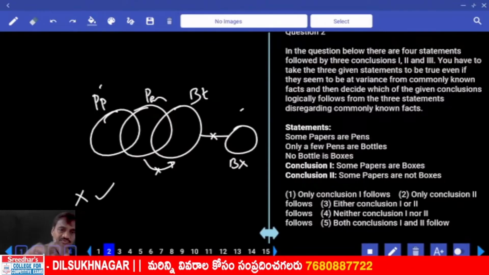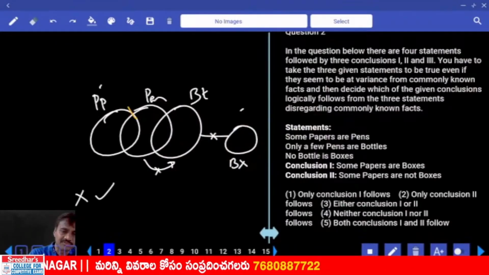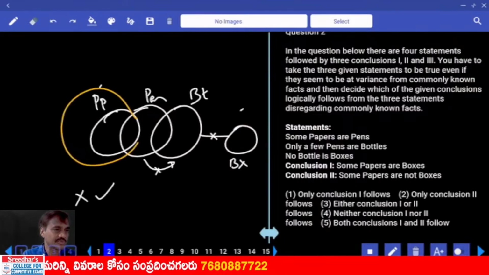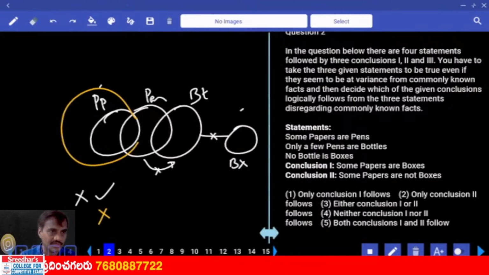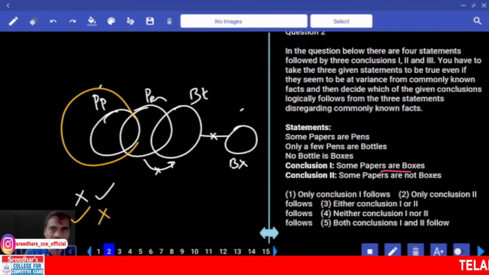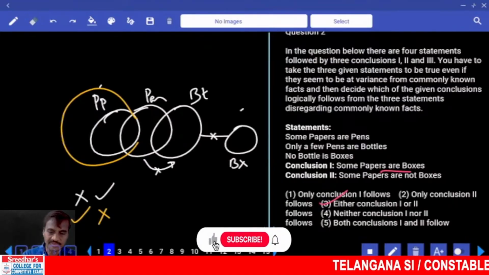Now to make this one false, we need to draw all papers are boxes. Possible or not possible? Possible means alternate diagram true, previous conclusion false. Now in the same diagram, some papers are boxes has become true. Clear? Then what is your answer? Either 1 or 2, that is choice 3, question number 2.